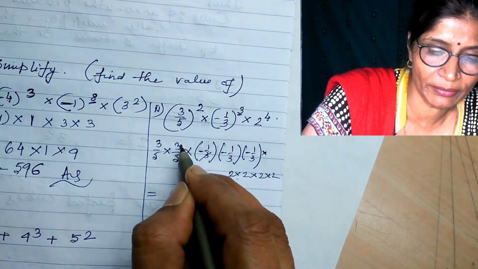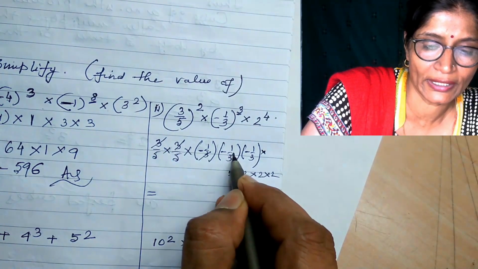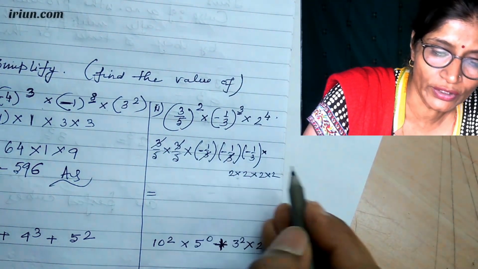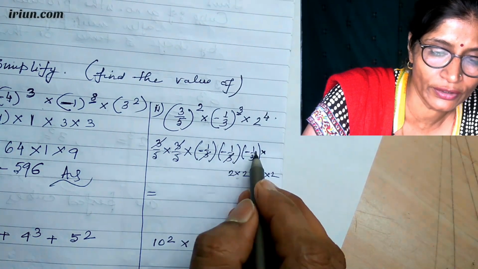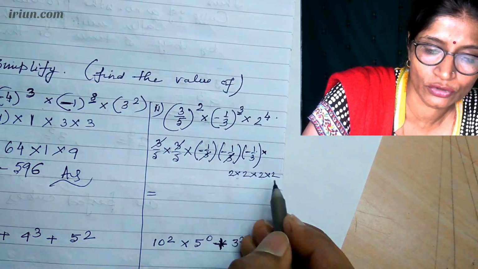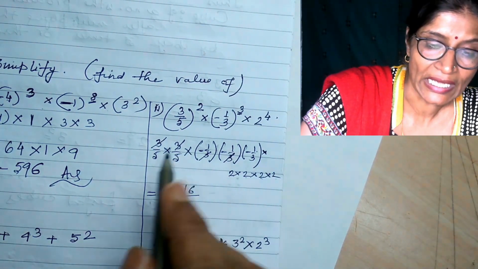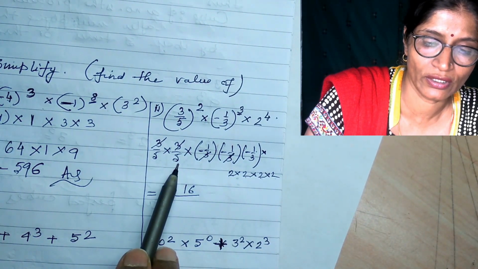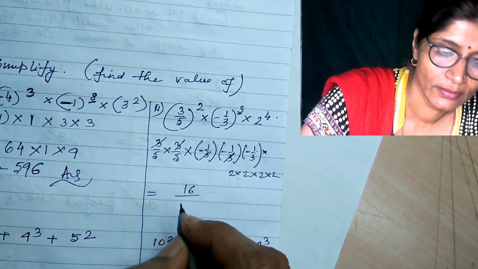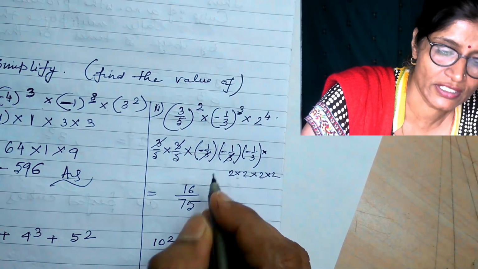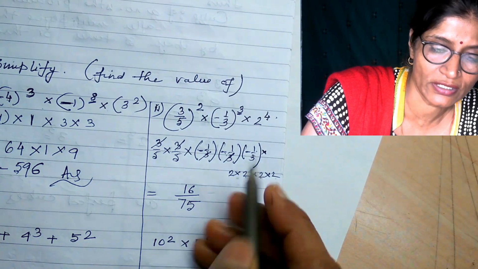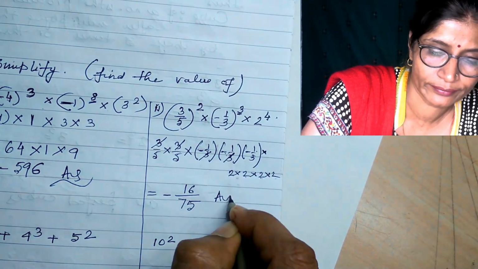Here this 3 will be cancelled by this 3, cancelled by this 3. So in the denominator it will be 1 into 1 into 1. And then 2 2s are 4, 2 4s are 8, 2 8s are 16, numerator, sorry. And this one is 5 5s are 25, 25 3s are 75. And this minus into minus plus, plus into minus minus. So this is your answer.